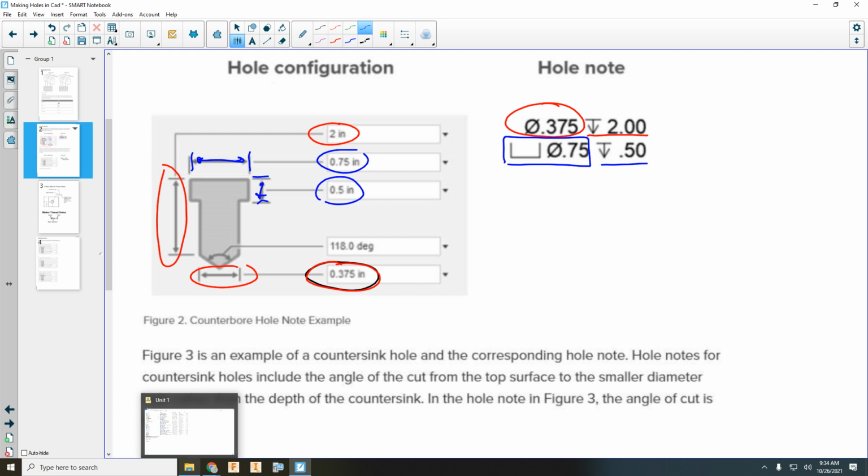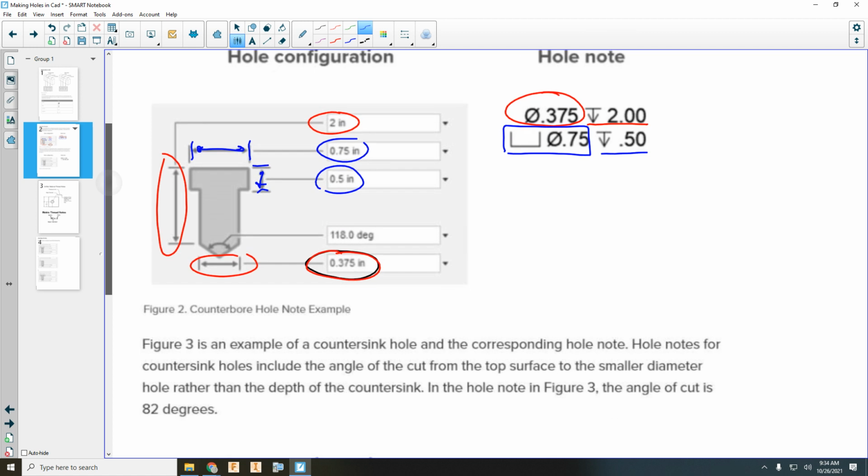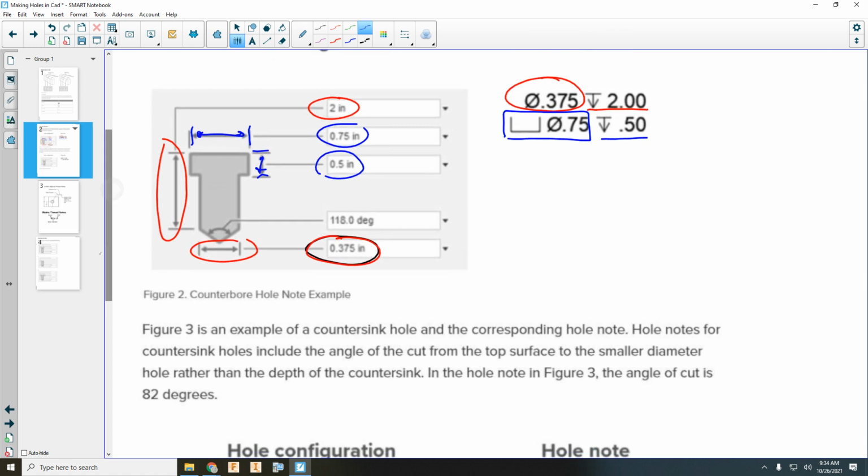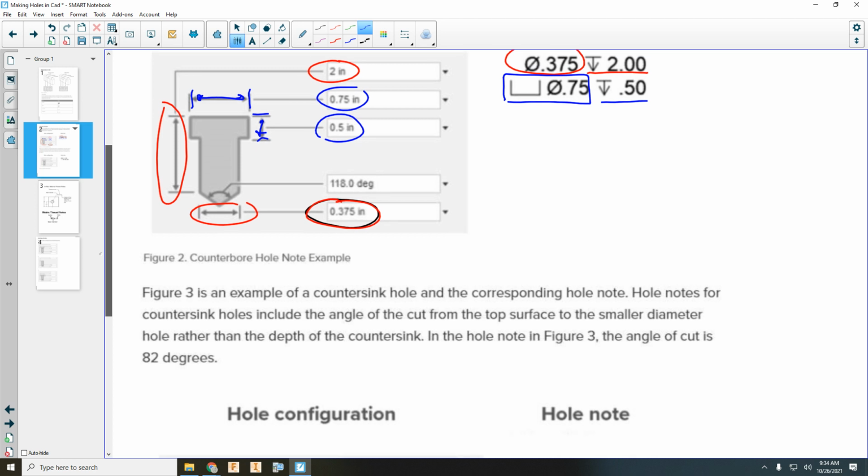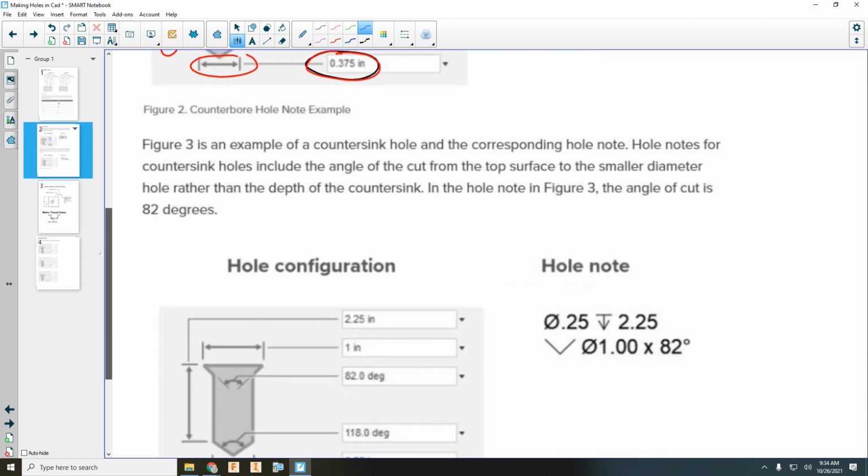So again, it's not too hard, but we don't have a lot of practice with them, and it'd be boring just to write hole notes if it didn't have a purpose anyways. So that's the hole note and how we write it and how it goes into a CAD program.